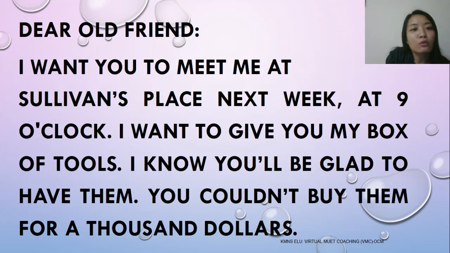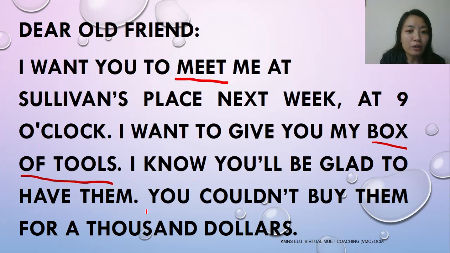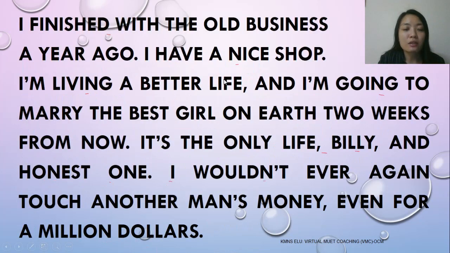So dear old friend, I want you to meet me at Sullivan's place next week at 9 o'clock. Okay, so from here we know there's something important about meeting. Okay, I want to give you my box of tools. So just now something was mentioned about some box of tools. So you can underline. I know you'll be glad to have them. You couldn't buy them for $1,000. Okay, must be very expensive. Cannot buy them for $1,000. So over here, maybe the main idea of this paragraph is something about wanting his friend to meet him. Then you can circle. All right, let's look at the next one.